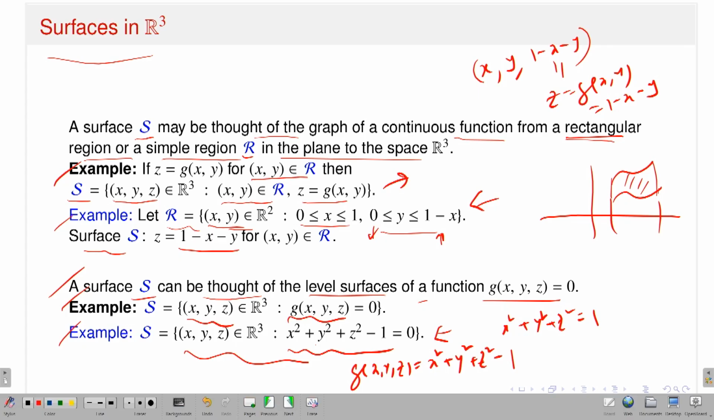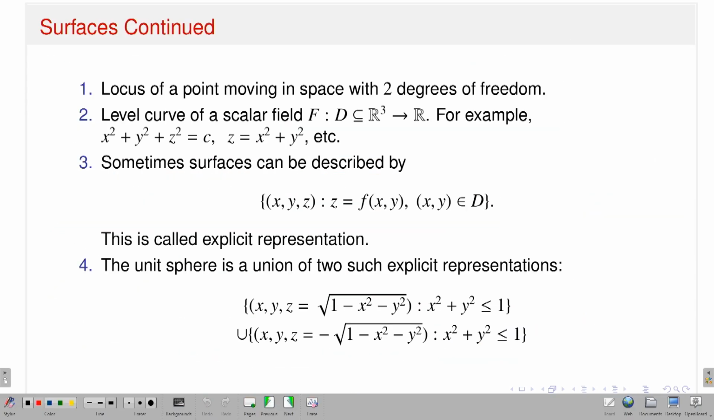A surface can be thought of as the level surface of my function g of x, y, z equal to 0. Again, you can think about surfaces in many ways. Another one is the locus of a point moving in space with 2 degrees of freedom. You can also think about it like this: start with a scalar field, that is, a function f from some domain D subset of R3 to R.